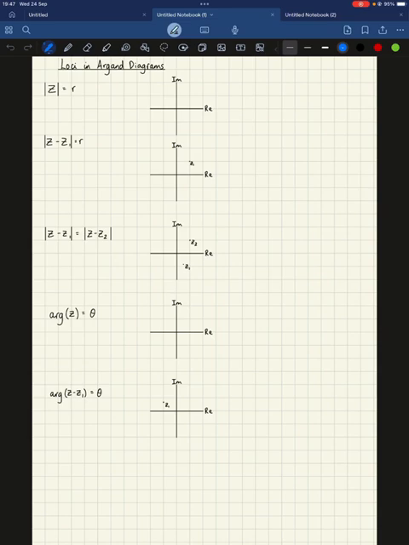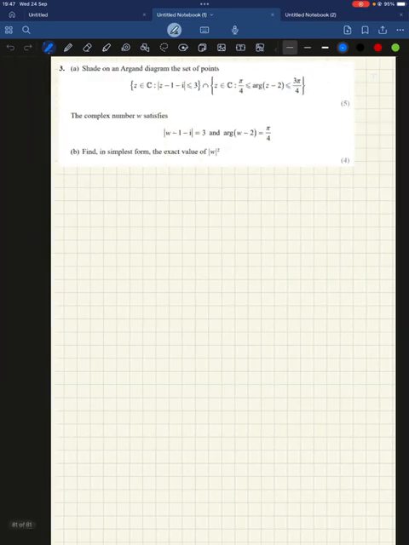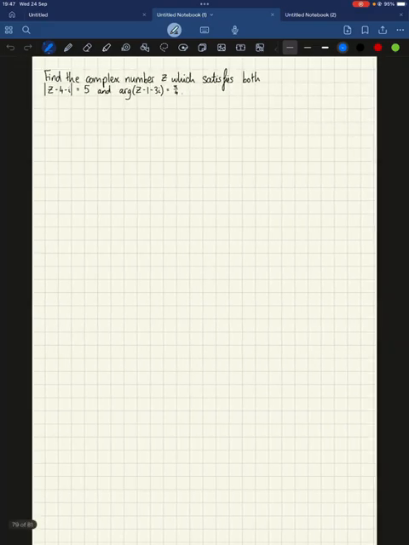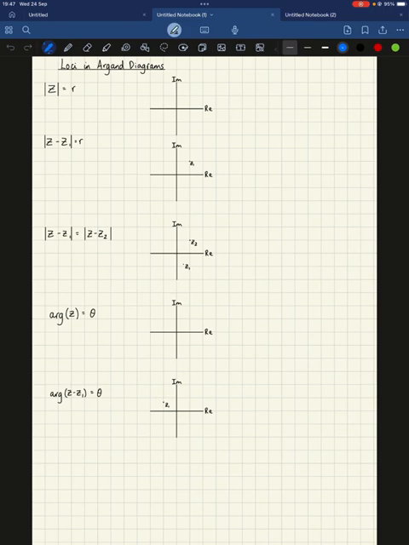So, exam questions look hard, like, what on earth, but it's alright. Hopefully you understand after this explanation. So, these are the types of loci you can get in Argand diagrams. So let's just start with the top one.